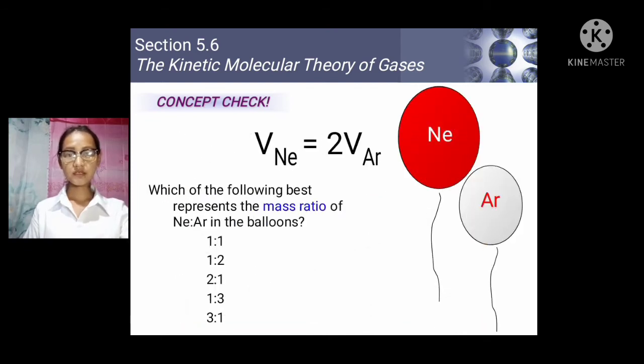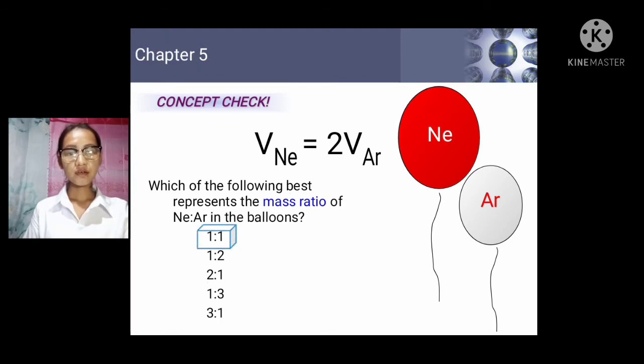Next is a concept check. Volume of Ne is equal to volume of argon. Which of the following best represents the mass ratio of neon and argon in the balloons? You are holding two balloons of equal volume. One contains argon and the other contains neon. What would be the approximate mass ratio between argon and neon in the two balloons?